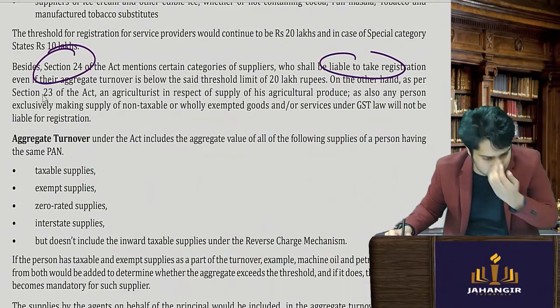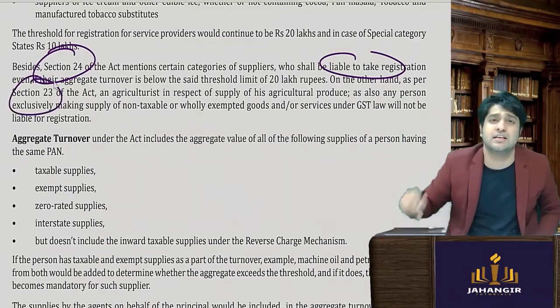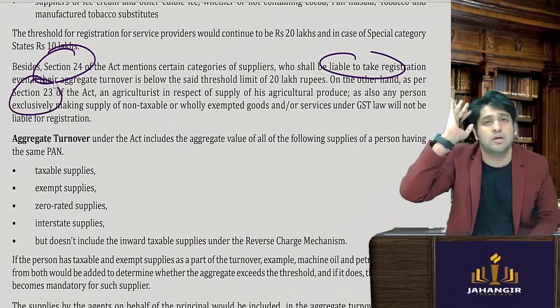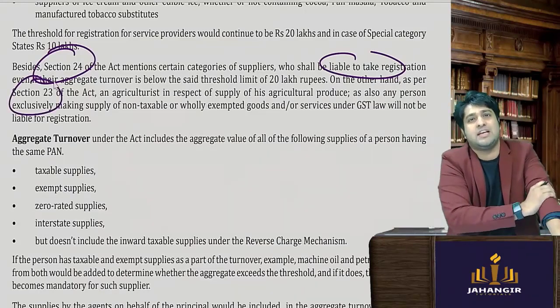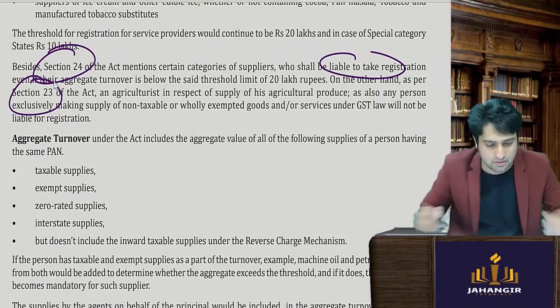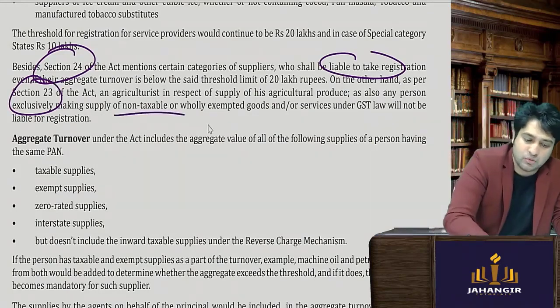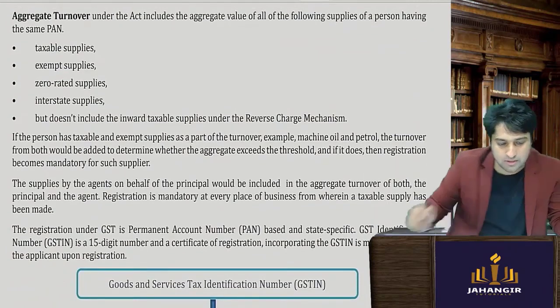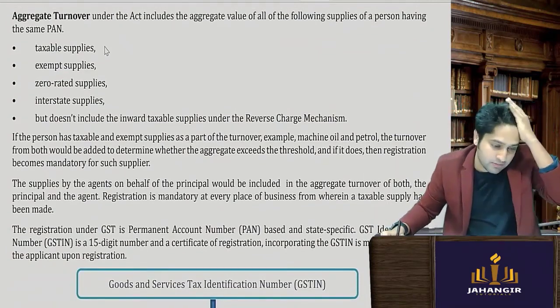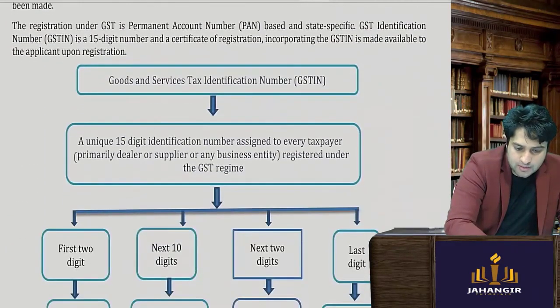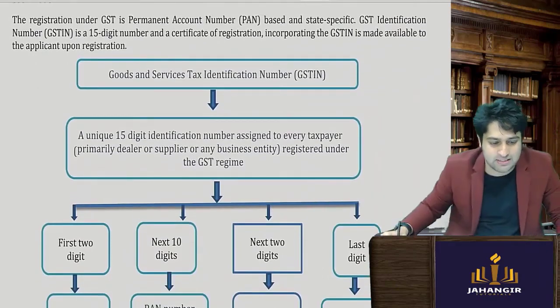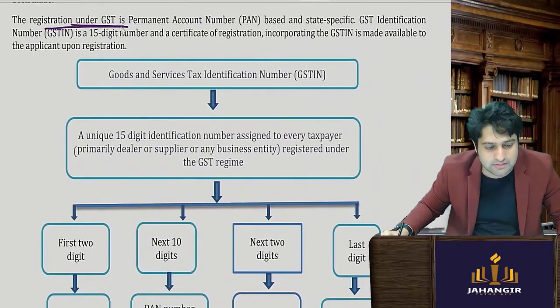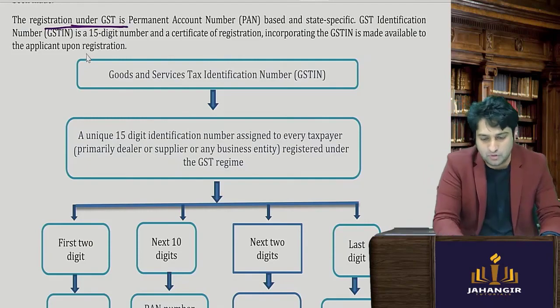Section number 23 gives you who are exempt from registration under GST, like your agriculturists, etc. Okay, or those who are dealing in wholly exempt goods. Then they go on to tell you the GSTN number.